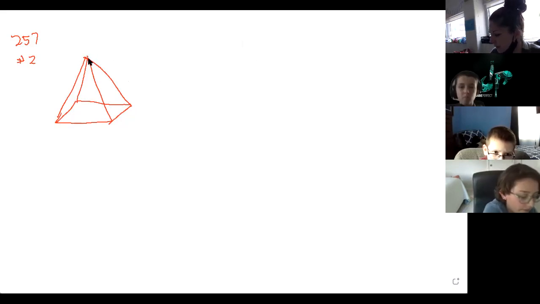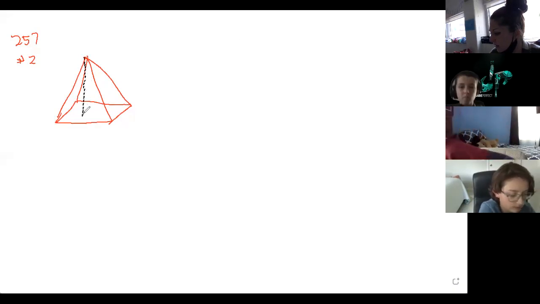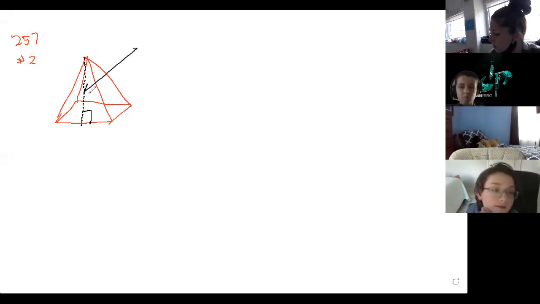257, number 2. I'm going to start drawing it, okay? This pyramid. And the height of this pyramid will represent the height of this particular triangle here, okay? What is the height of that pyramid labeled as in your workbook? If you have it open, it says 11 centimeters. Now the width of this length is 5 centimeters. And the width of this length is also 5 centimeters.